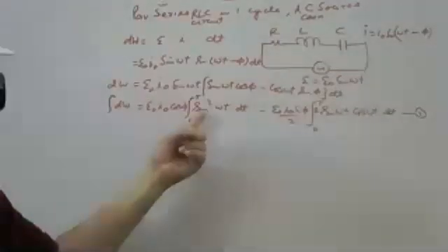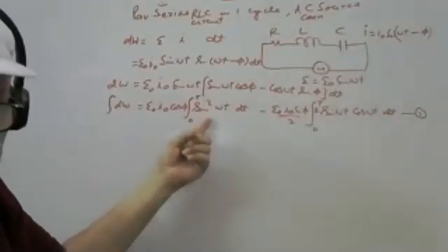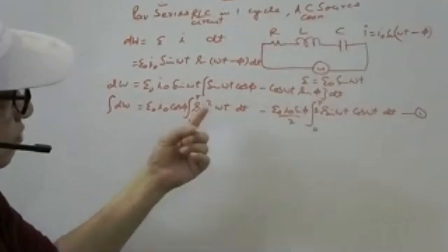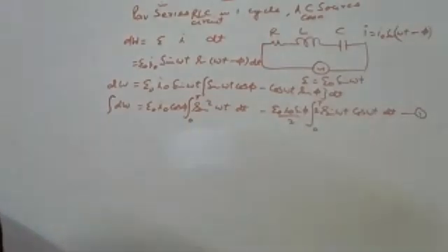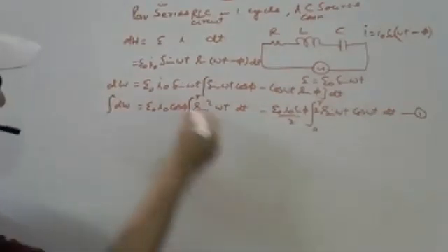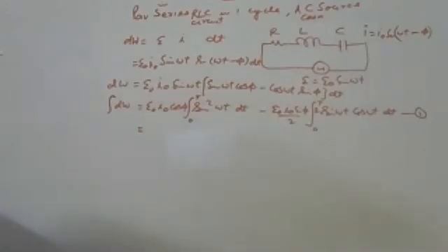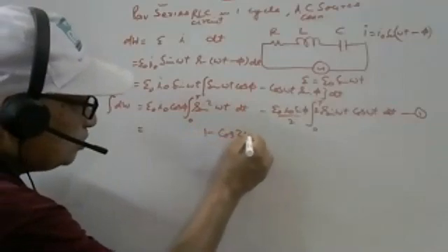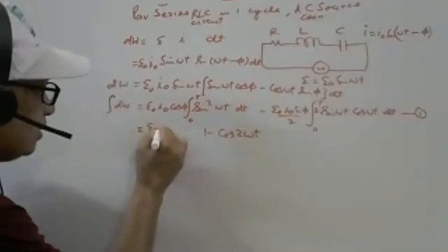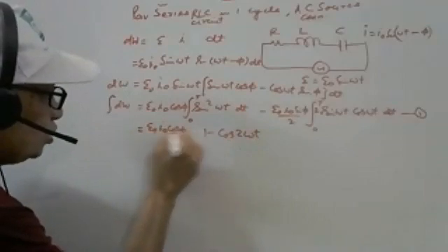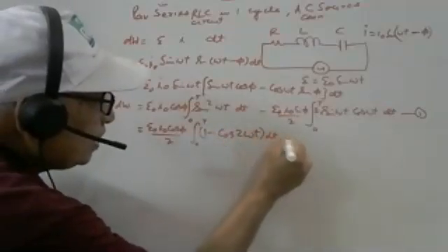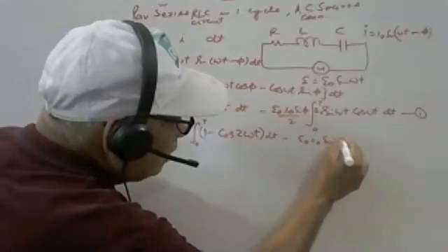Today also, sin square omega t can be replaced with, yes, anybody? Sin square omega t must be replaced by using the half angle formula. Anybody? Repeat it 2-3 times. So it can be written as 1 minus cos 2 omega t upon 2. 2 comes here, 0 to t, dt, and this term will be E naught I naught sin phi upon 2.